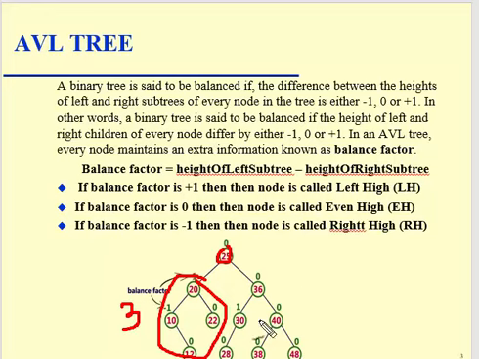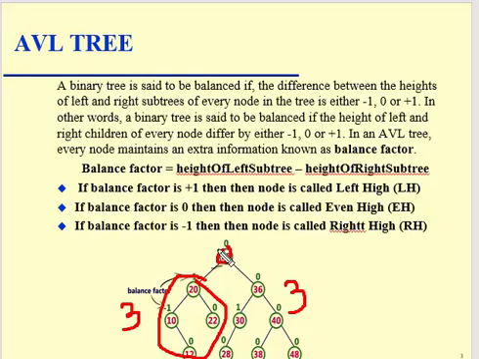Now you take the right subtree. In the right subtree, what is the longest path? I can take this one, 36, 40, then going to 48. Now how many nodes are there in this path? 3. So you can say the height of the right subtree is 3.